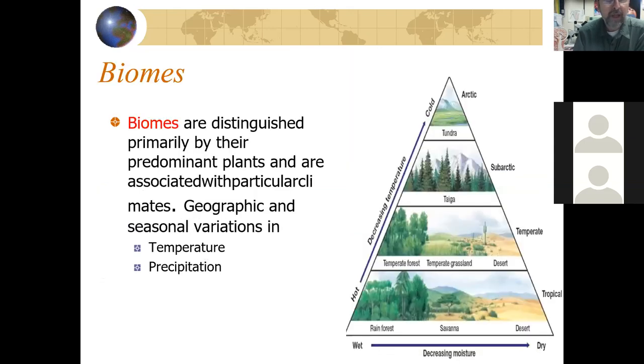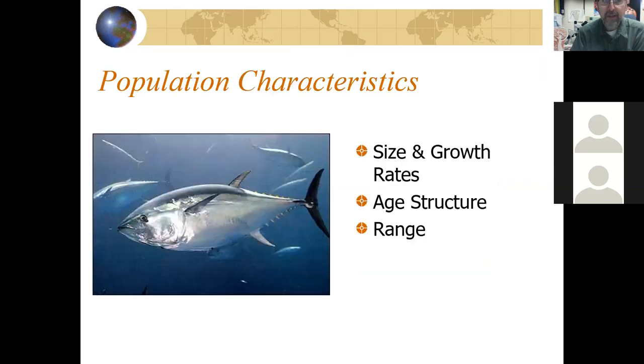And we also talked about biomes. These are large areas distinguished by their predominant plants and associated with particular climates. The most important things for terrestrial biomes are temperature and precipitation. And so we see those types of things there. We also talked about populations. Populations have characteristics like age structures and ranges, but they also have characteristic rates of growth and growth patterns.